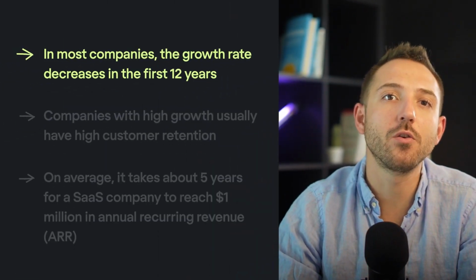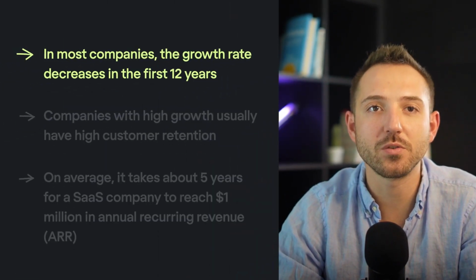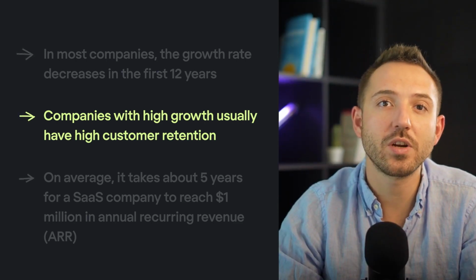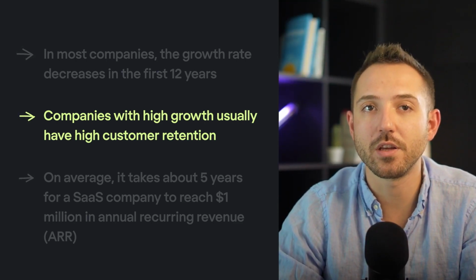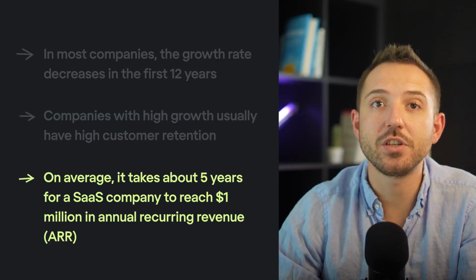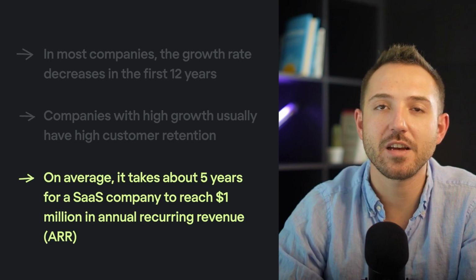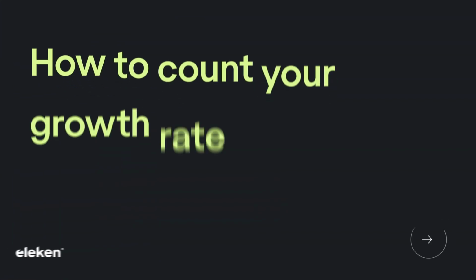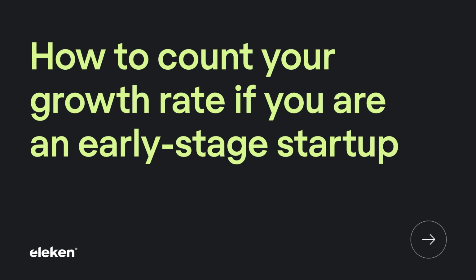A few more insights from the survey. In most companies, the growth rate decreases in the first 12 years. By the time a company is 13 years old, the typical growth rate is around 20% year over year. Companies with the high growth usually have high customer retention. On average, it takes about 5 years for a SaaS company to reach 1 million in annual recurring revenue. So how should you count your growth rate if you're an early stage startup?